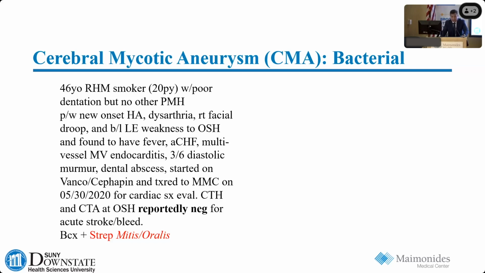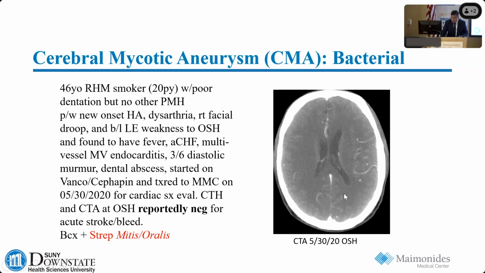He was found to have the typical presentation for infective endocarditis with fever, acute CHF, and multi-leaflet mitral valve endocarditis. He had a 3 out of 6 diastolic murmur and was found to have a dental abscess, starting on antibiotics before transfer to Maimonides for cardiac surgical evaluation. CT head and CTA reported by the outside hospital was negative for acute stroke and bleed, and the blood cultures confirmed Streptococcus mitis and oralis. These are oral flora causing the infective endocarditis.